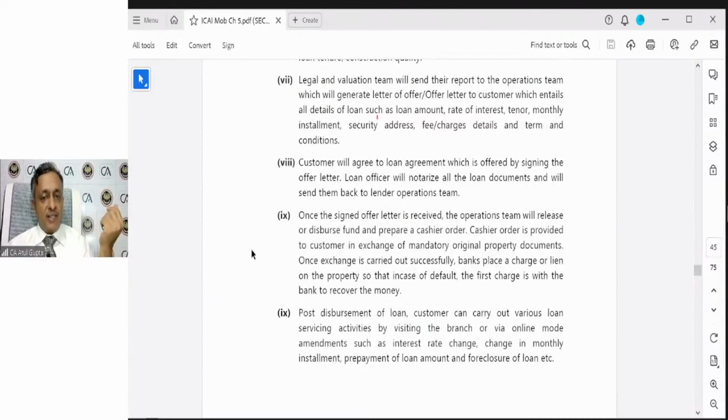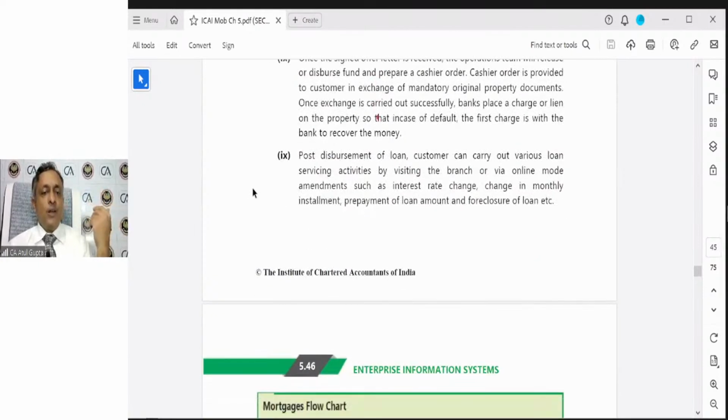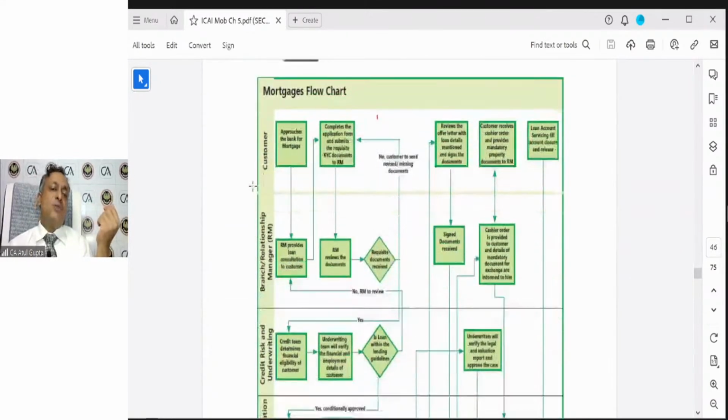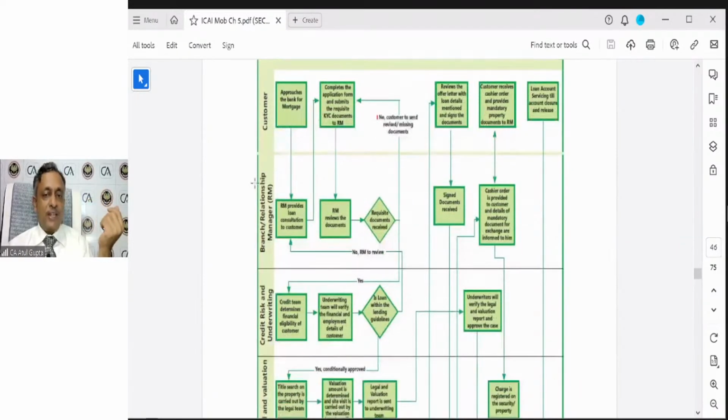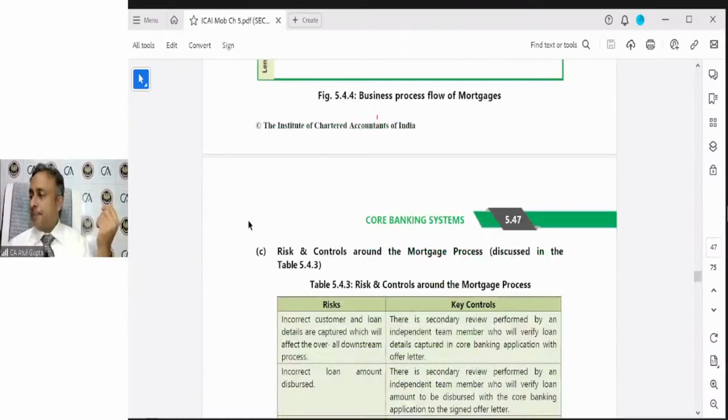Once the signed offer letter is received, the operations team will release or disburse the fund and prepare a cashier order. The cashier order is provided to the customer in exchange for the mandatory original property document. This is one of the key controls. Once the exchange is carried out, the bank places a charge or lien on the property so that if the customer defaults, they can recover it by selling the property. Post disbursement of the loan, the customer can carry out various loan servicing activities by visiting the branch. This is how the mortgage flow has been given in the module. I think one full page is there. Then risk and controls.